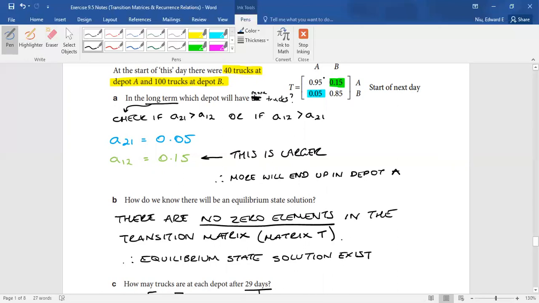But if there is a value in this transition matrix that is 0, not 0.85, 0.05, or 0.00001, if it's 0, there's no equilibrium. But because we don't have a 0 here, there is an equilibrium. There is a point of balance. And we're going to look at that next.